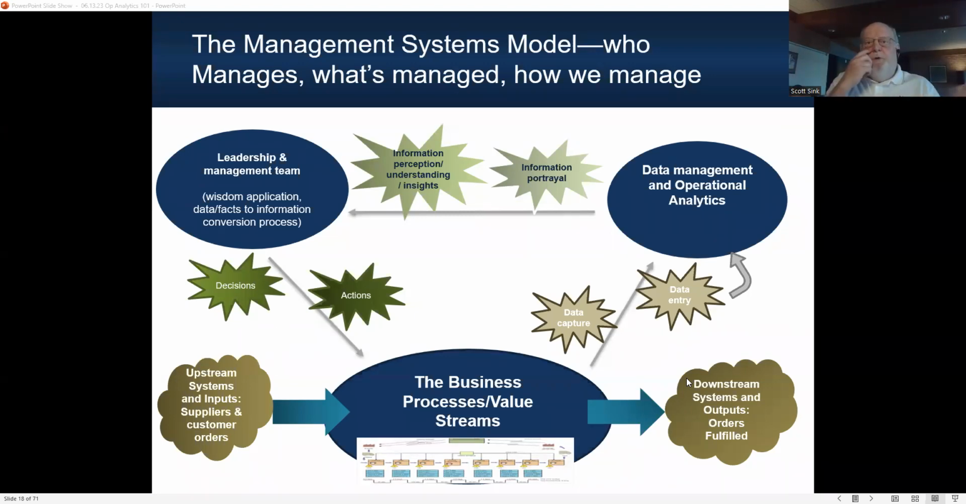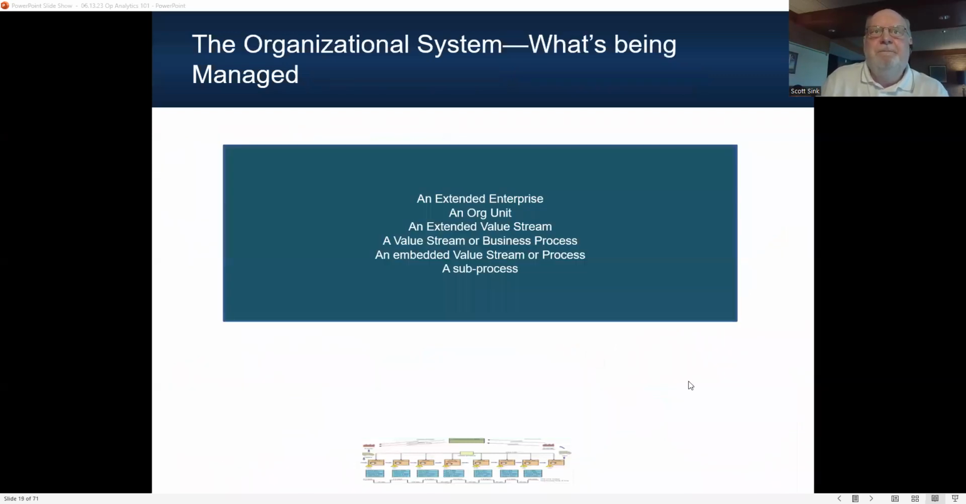So this is the whole chalupa. That's the model. You've got the three components: what's being managed, who's managing in the upper left-hand corner, and what am I managing with, so to speak, over in the right-hand corner. And then you've got these interfaces. You've got data capture, data entry, information portrayal, information perception, and then you've got the people that are accountable for the system that we're looking at, the leadership and management team. They're making decisions, taking actions aimed at making that thing do better. And then we capture more data, longitudinal data, and we find out whether the things that we changed made a difference, right? So that's the model.